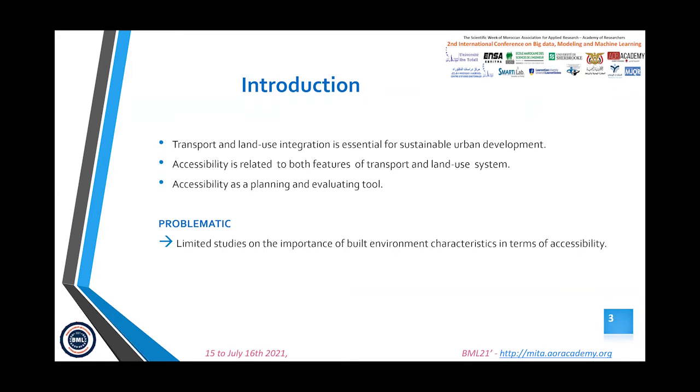Despite a substantial amount of research on built environment and transportation, there have been limited studies on the importance of built environment characteristics in terms of accessibility. Moreover, in order to identify effective strategies for increasing sustainable and active modes of transportation in urban areas, planners need to identify how land use planning in neighborhoods affects accessibility. Hence, this paper employs a new approach for measuring accessibility against land use features.